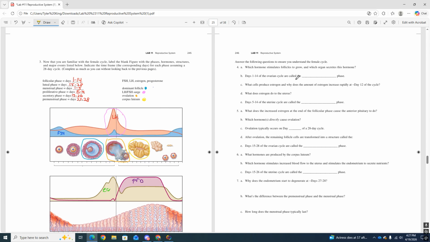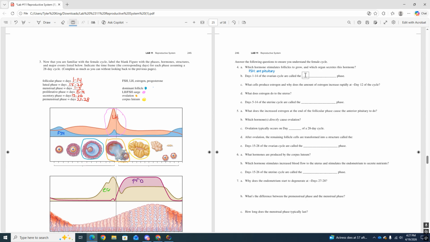And now let's go over here and answer these questions. So, 4A here: which hormone stimulates follicles to grow, and which organs secrete this hormone? So what is actually stimulating the follicles to grow? Well, it's in the name, FSH, follicle stimulating hormone. And what organ secretes this hormone? This is going to be the anterior pituitary. If you think all the way back to ANP130, our last unit, we talked about this hormone.